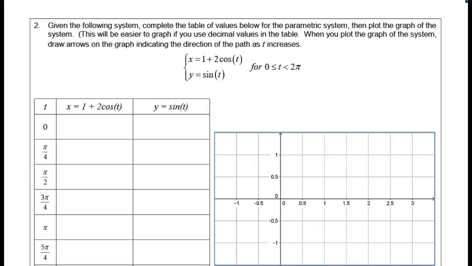This will be easier to graph if you use decimal values in the table. So I'm going to approximate everything to the nearest 1/10. When you plot the graph of the system, draw arrows on the graph indicating the direction of the path as t increases. So we have x as a function of t, 1 plus 2 cosine t, and we have y as a function of t, y equals sine t, and we're going to look at values from 0 to 2 pi. So let's go ahead and quickly compute all of these table values for this parametric system.